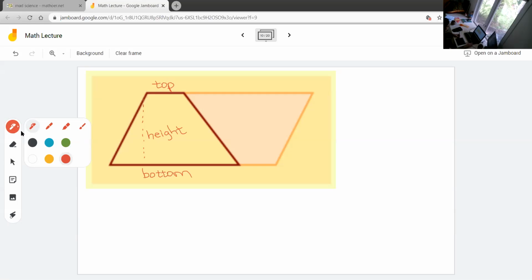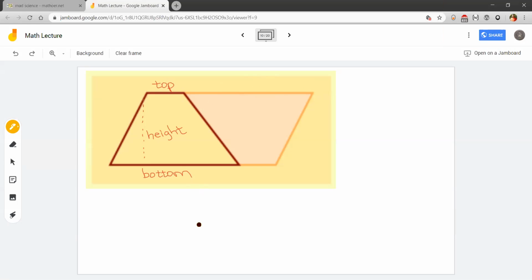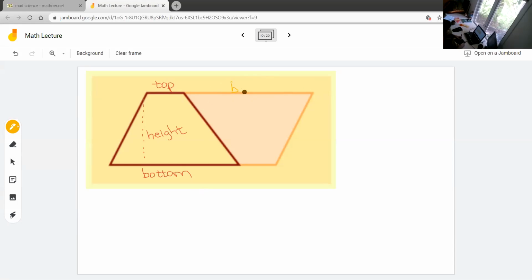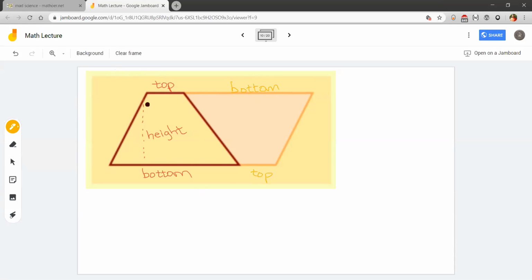So far, so good. How far is this distance? It's the same as the bottom in red. Yeah, this one here is whatever we measured as the bottom of our original trapezoid, and this one here is the top. Does that make sense to everybody? Mm-hmm. The height hasn't changed.